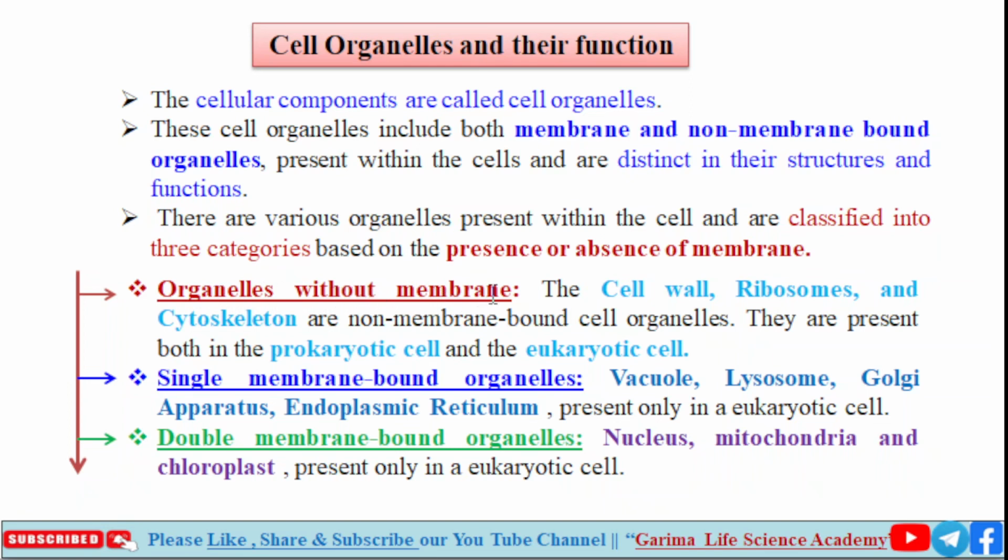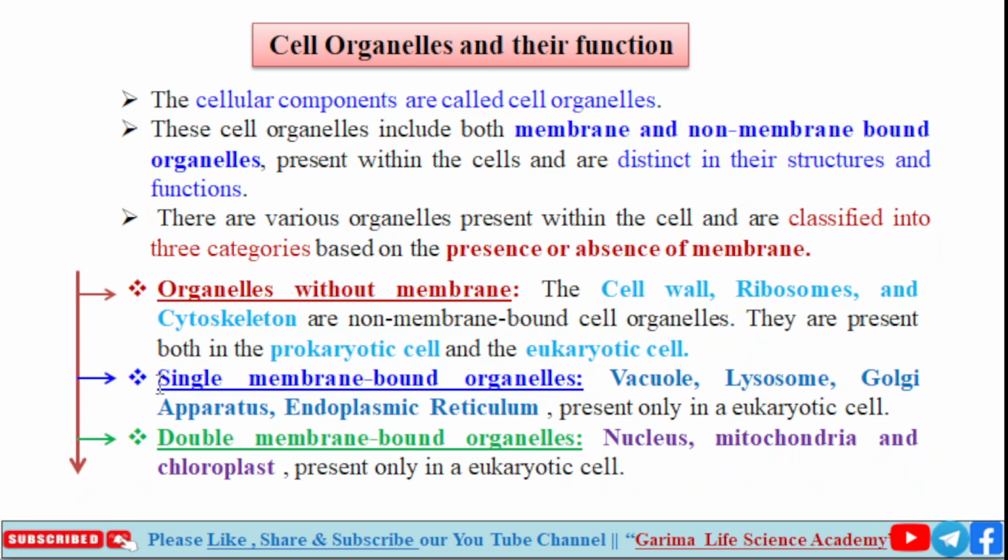Examples of organelles without membrane are cell wall, ribosomes and cytoskeleton. These are non-membrane bound cell organelles. They are present in both prokaryotic and eukaryotic cells.